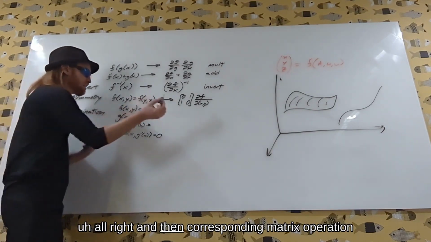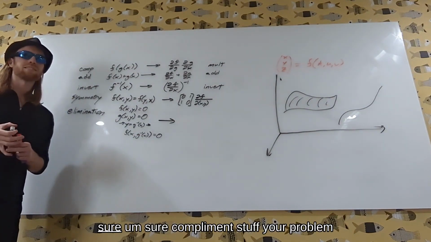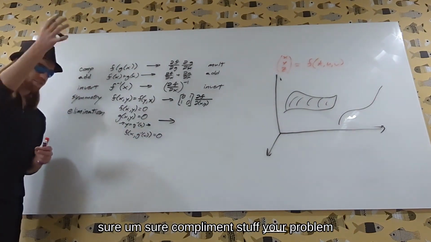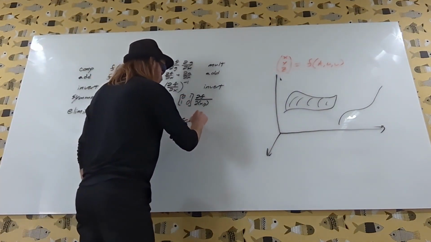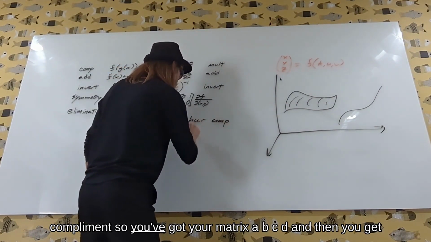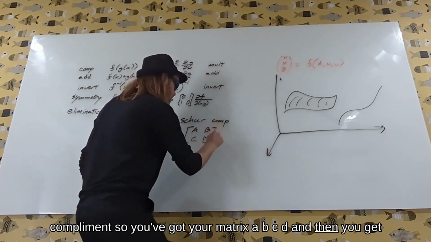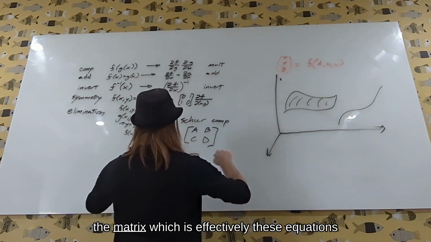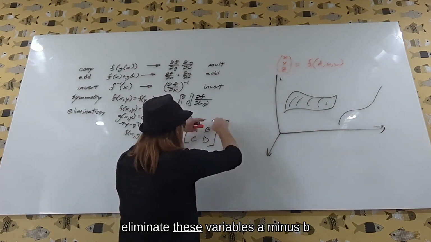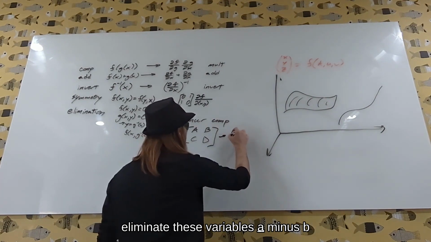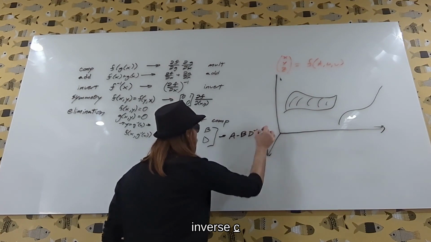All right, and then the corresponding matrix operation. Sure, the Schur complement. Yeah, there you go. So you've got your matrix A, B, C, D, and then you get the matrix which is effectively these equations eliminating these variables: A minus B inverse C.